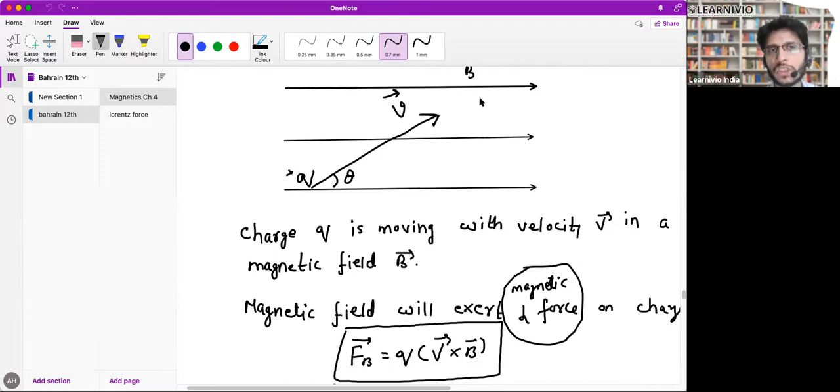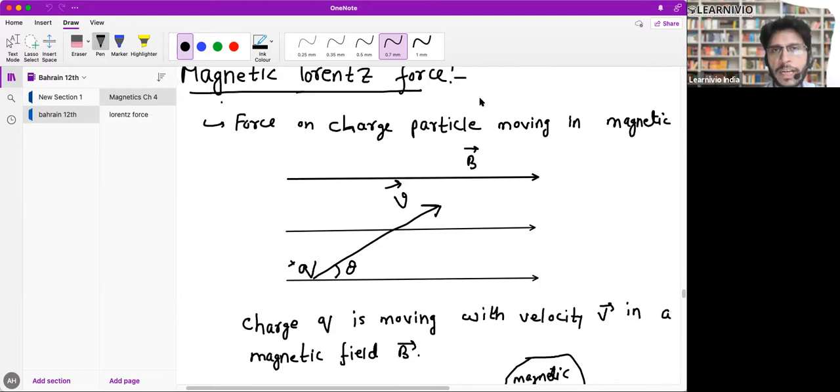To get the direction of this force, we use the right hand thumb rule. See how we apply it. We take the right hand, place our fingers in the direction of velocity, and then curl them towards the magnetic field. The thumb will give the direction. It's very simple. Place your fingers along the velocity and curl them towards the field. The thumb will give the direction of the magnetic force.